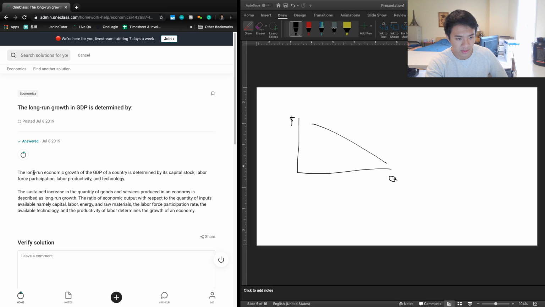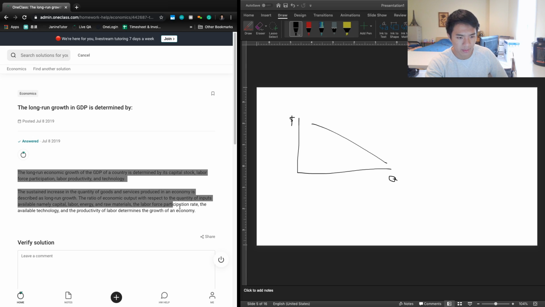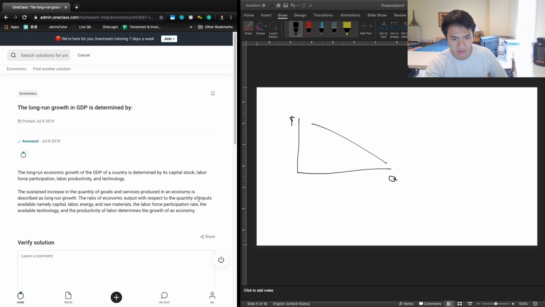So let's take a look at the previous tutor's answer. They said the long-run economic growth of a GDP of a country is determined by its capital stock, right? Labor force participation, labor productivity, and technology. So there's also human capital and stuff like that. But yeah, this is good.